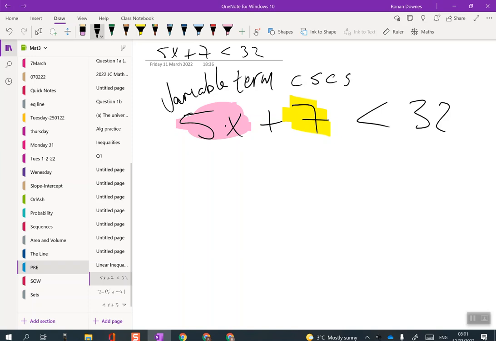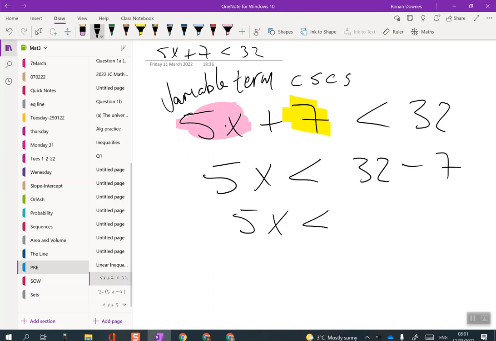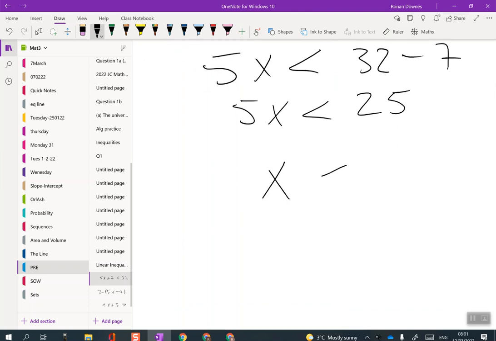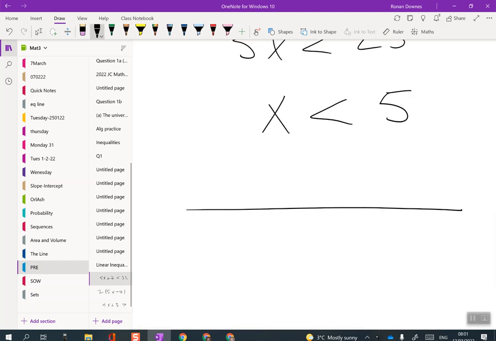Okay, 5x is less than 32 take 7. 5x is less than 25. Dividing by positive 5, x is less than 5. Okay, going to our number line, we're happy with the direction. Going to our number line, making the end point 5. Thinking about its strictness, it's a hollow. And filling in your x's. Next question.